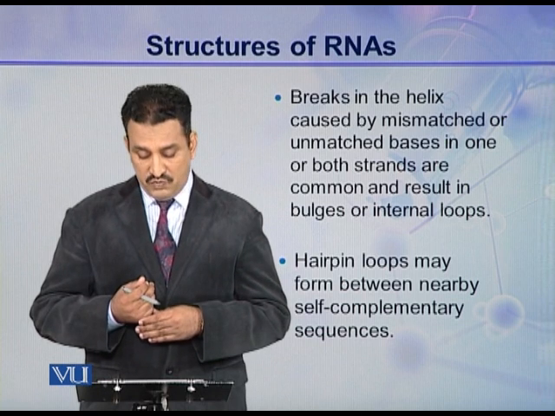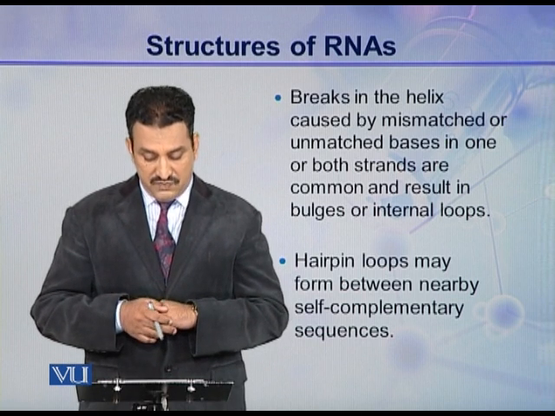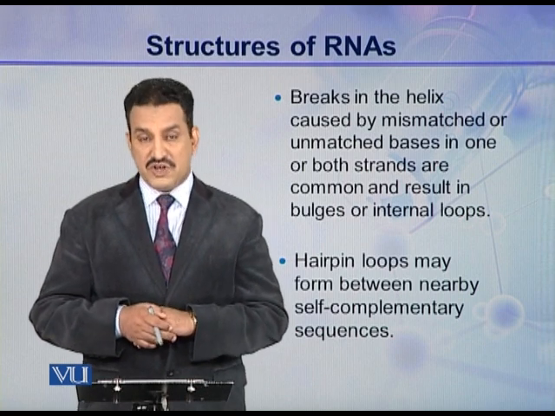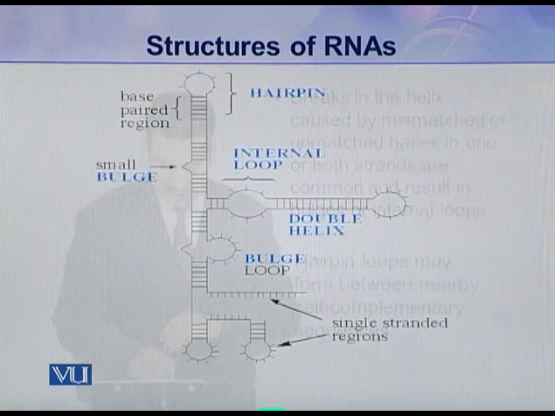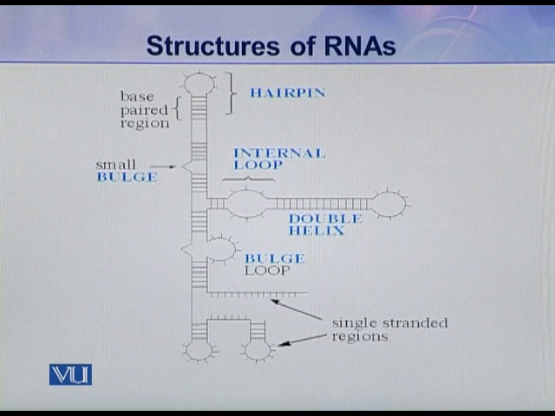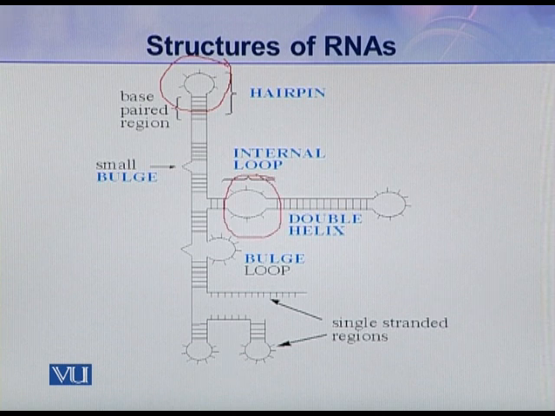Similarly, another type of loop, which is called a hairpin loop, may form between nearby self-complementary sequences. So this can be made clear by this illustration. In this illustration, you can see a number of secondary structures assumed by the ribonucleic acids. For example, here you can see this is a hairpin loop and this is an internal loop. This is not a hairpin loop. And this is a small bulge where only one or two bases are not complementary to each other.